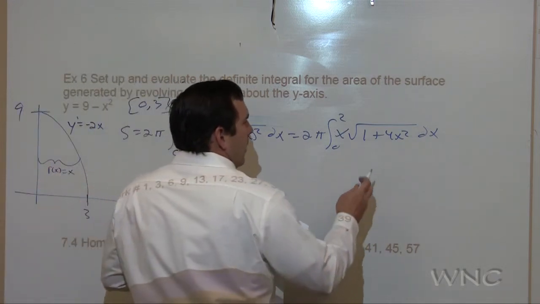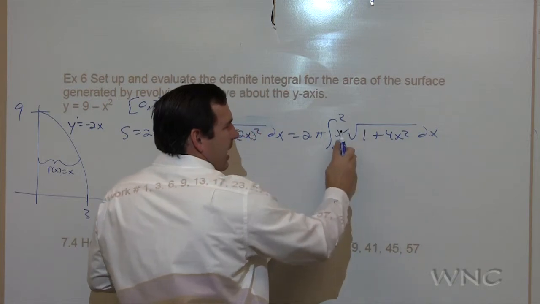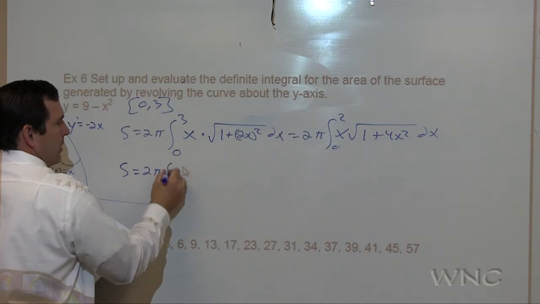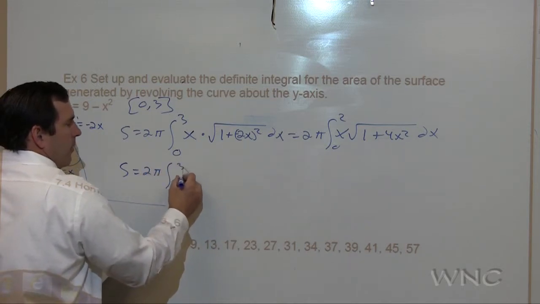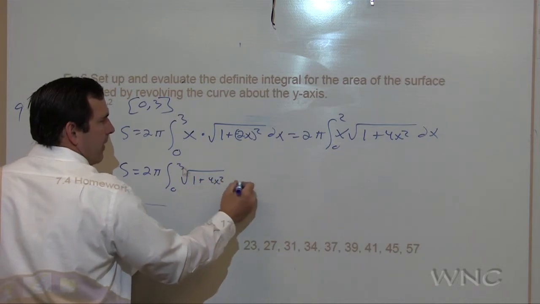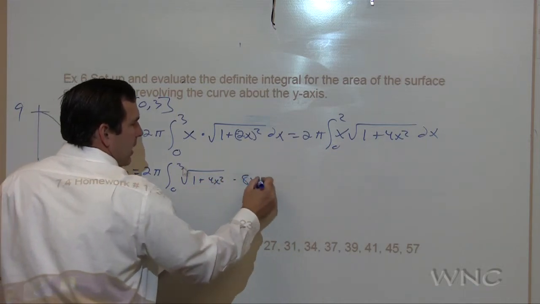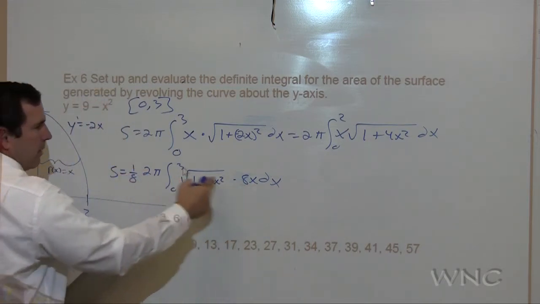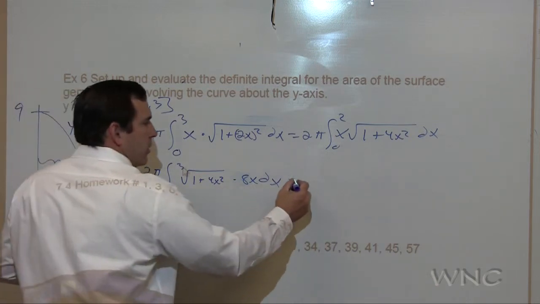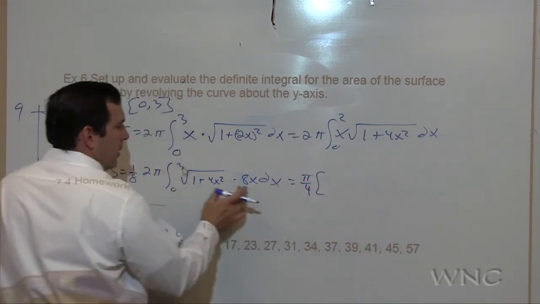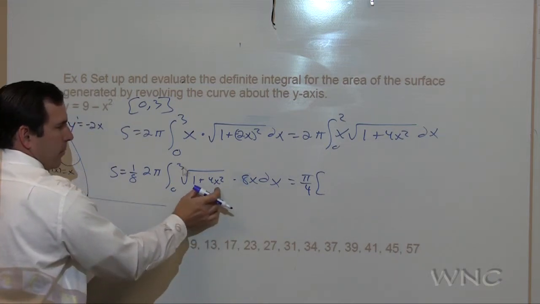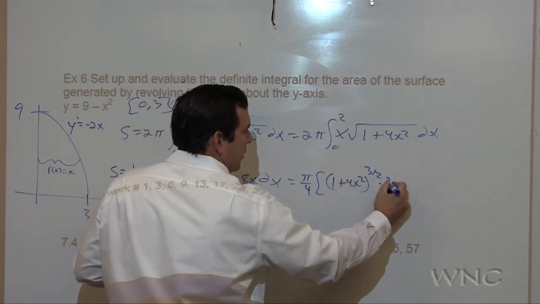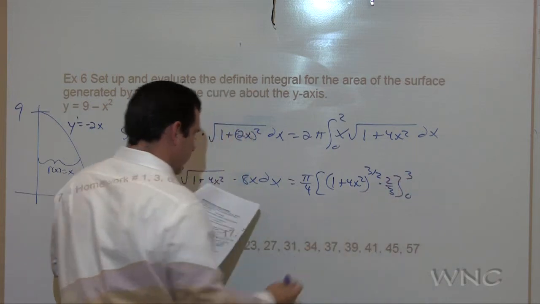And if it helps to see it this way, the derivative of 4x squared is 8x. We have x dx, not 8x, so we could say S equals 2 pi times the integral from 0 to 3 of the square root of 1 plus 4x squared times 8x dx. But I can't just put an 8 there, I have to put a 1/8 out front. 1/8 of the 8, they cancel. So we end up with pi over 4 times what? This is the derivative of the stuff inside. So it becomes 1 plus 4x squared to the 3/2 times 2/3 from 0 to 3.